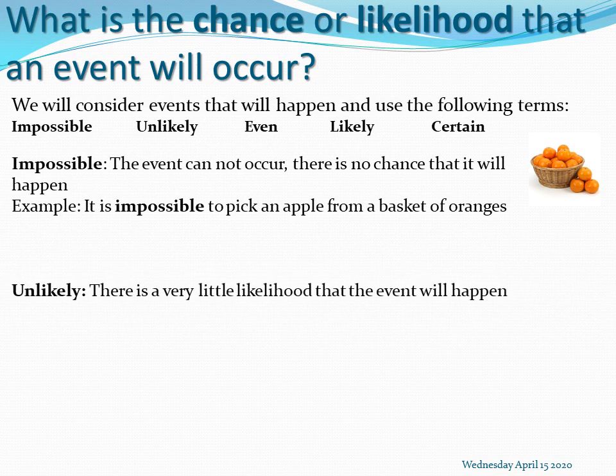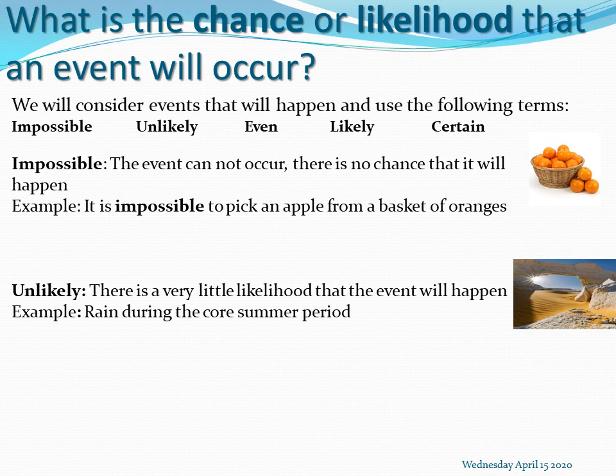What about unlikely? Unlikely means it stands a very little chance of happening. That's there's a very little likelihood that the event will happen. It means the chances that the events will happen is very low. Okay, let's take an example of that. To have rain during the core summer period. I mean, the times when everywhere is so hot, even the air doesn't blow, it's quite impossible. But some of the times the weather could change. So it's very unlikely. The chances that such would happen is very, very low. So it's very unlikely for such a thing to happen when we're in summer period.